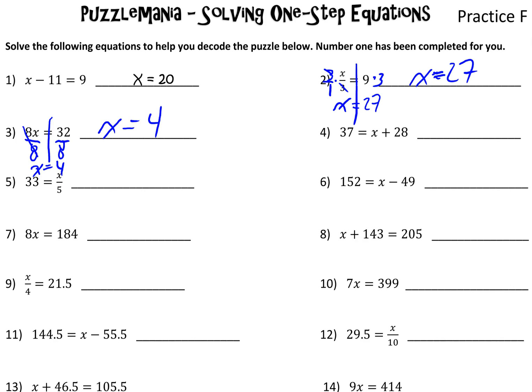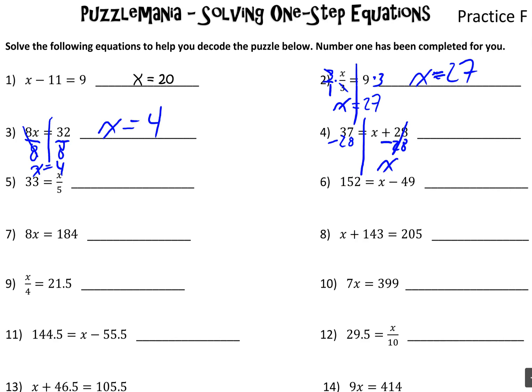The next one is an addition problem. So the inverse of addition is subtraction. So right now I have plus 28. To undo that, I need to subtract 28. Whatever I do to one side, I have to do to the other. So that makes a 0 pair.